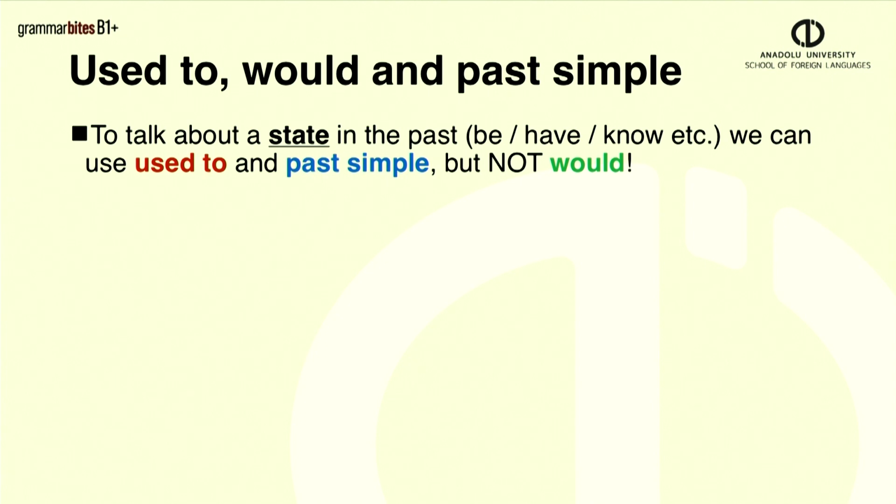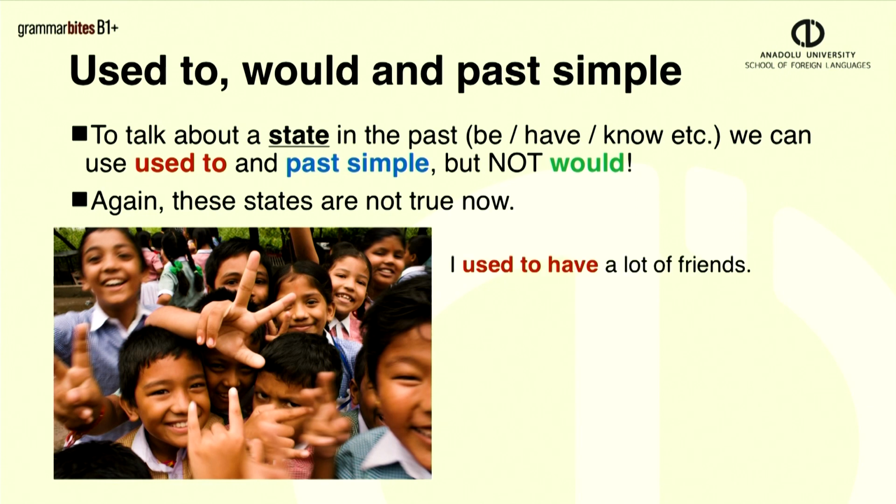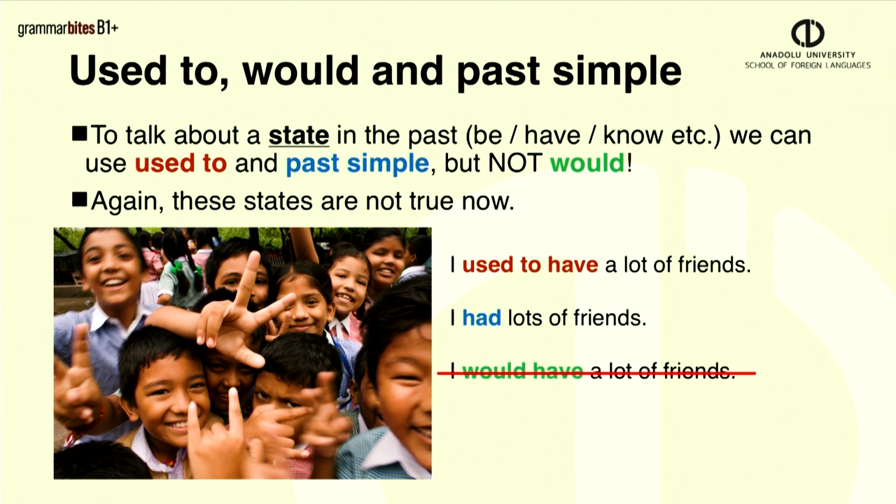To talk about a state in the past, using our state verbs like be, have, know, etc., we can use used to and the past simple tense, but not would. Again, these are states that are not true now. I used to have a lot of friends. I had a lot of friends. I don't have a lot of friends now. Remember, we cannot use would to talk about a past state.